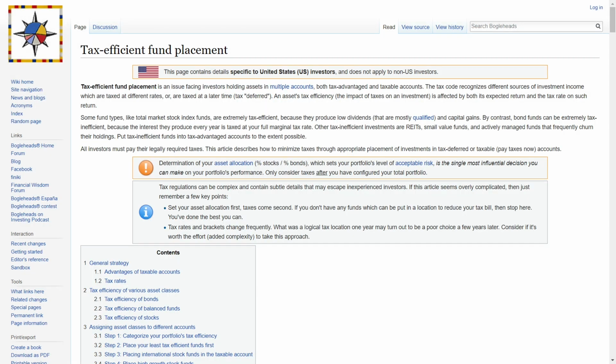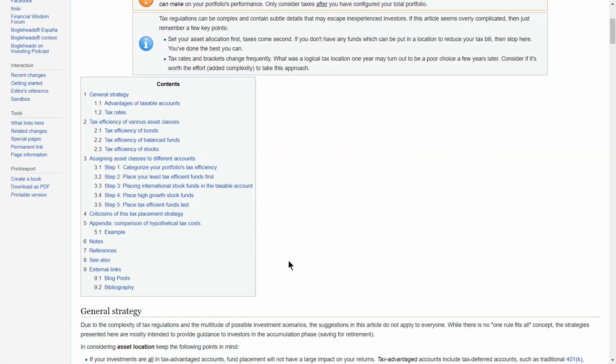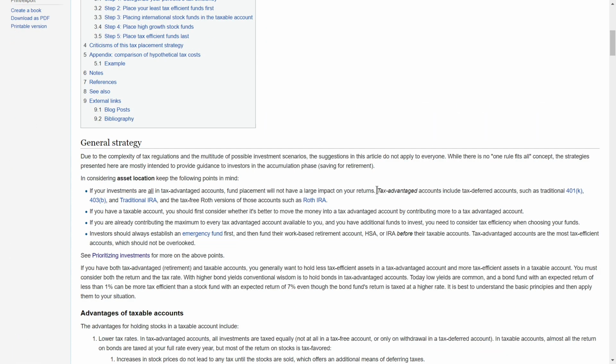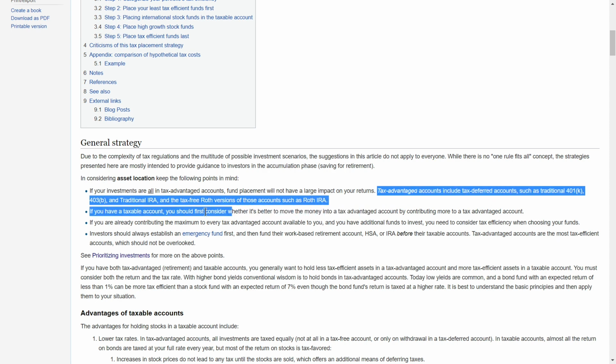Now, you may be asking, what is asset location? Is it similar to asset allocation? Asset location is simply the methodology that you use to position the funds that you're investing in into either taxable accounts or tax advantage accounts. Tax advantage accounts are either tax deferred accounts, those are your 401ks, 403bs, traditional IRAs, and there's also tax-free accounts, which are the Roth IRAs.